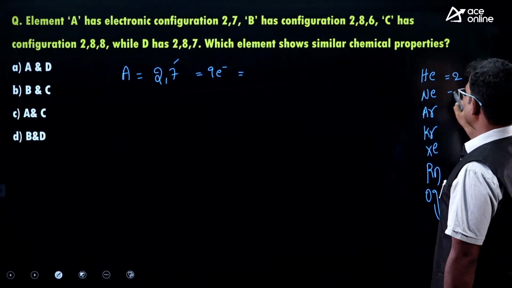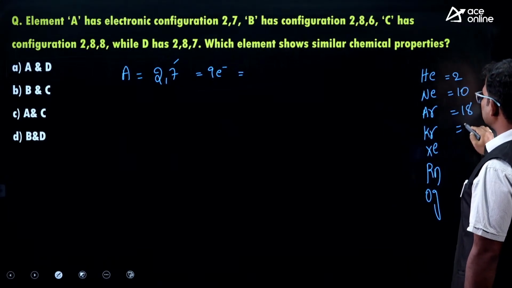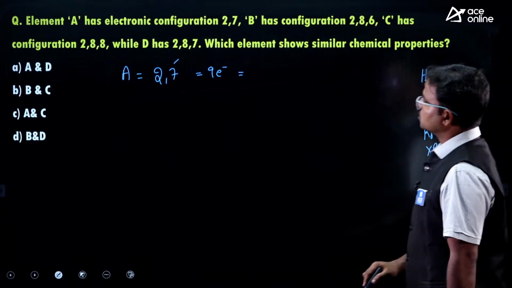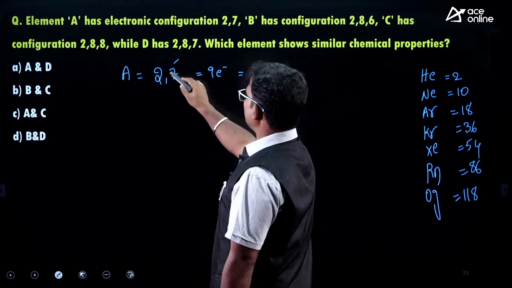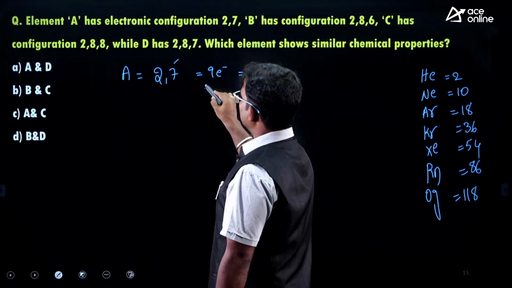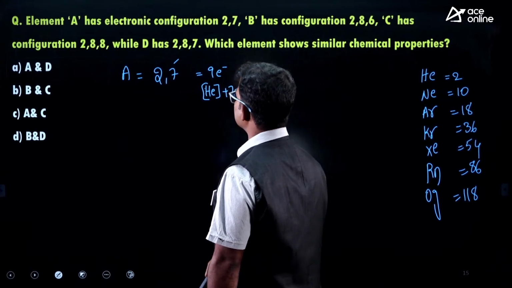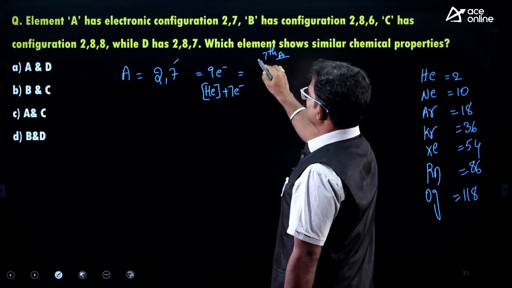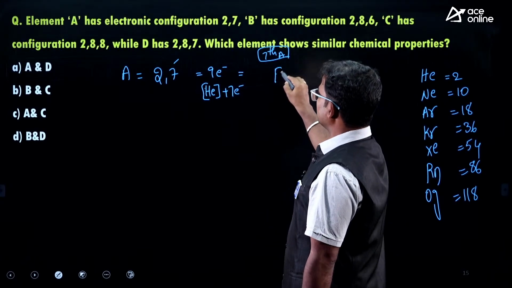Helium has atomic number 2, neon 10, argon 18, krypton 36, xenon 54, radon 86, oganesson 118. Here the atomic number is 9, which means 2 plus 7, so helium plus 7 electrons. 7 electrons means it belongs to the 7th A group. Which is the first element in the 7th A group? Of course, fluorine.